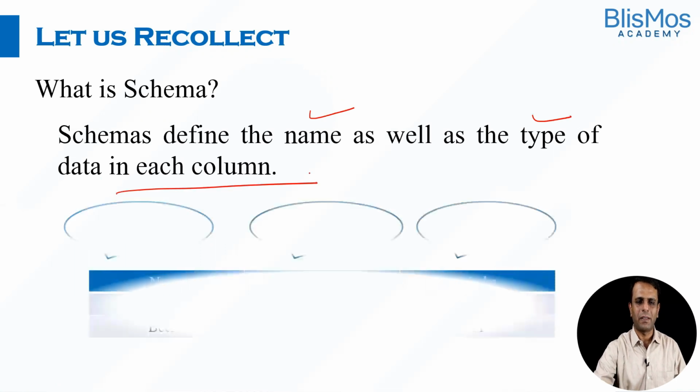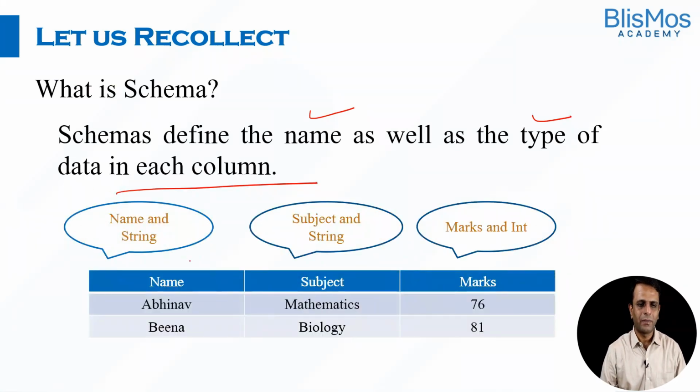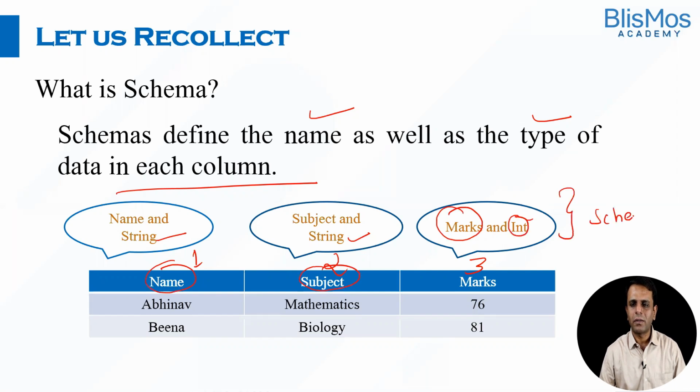Let us take an example here. In this case, we have 3 columns, 1, 2 and 3. This particular column has a name and the type is string. This particular column, subject is the column name and also string is the data type. And the third column, the name of the column is marks and the data type is int. So this is what we can call as a schema. I hope that was a good revision.